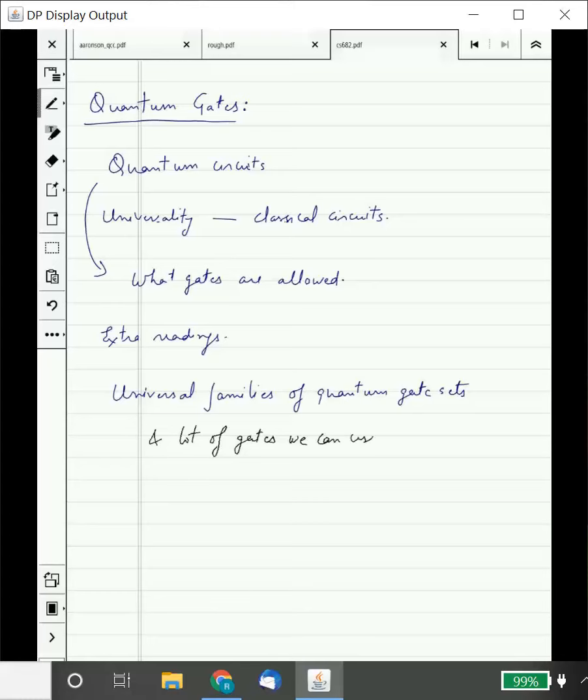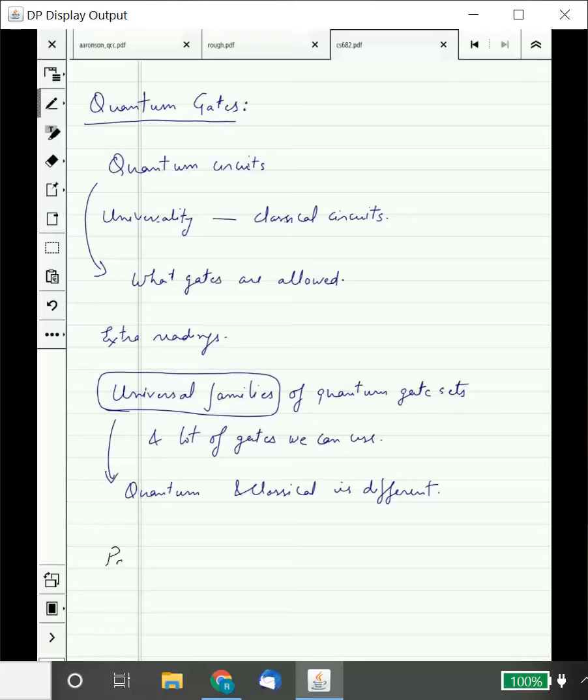Just a point of clarification: universal family in the quantum case does not mean exactly the same thing as in the classical case. The definition of universal family in quantum and classical is different. But I will leave a more detailed discussion of this for extra reading. Let's worry about what kind of gates we can apply. You have already seen a lot of them.